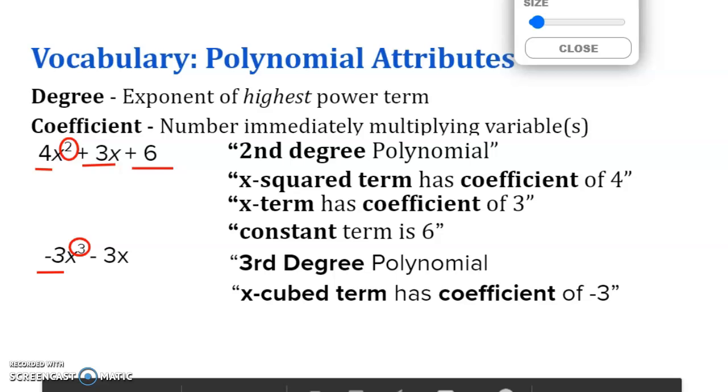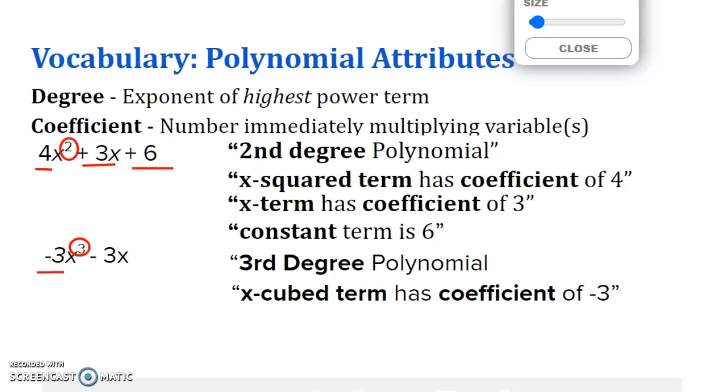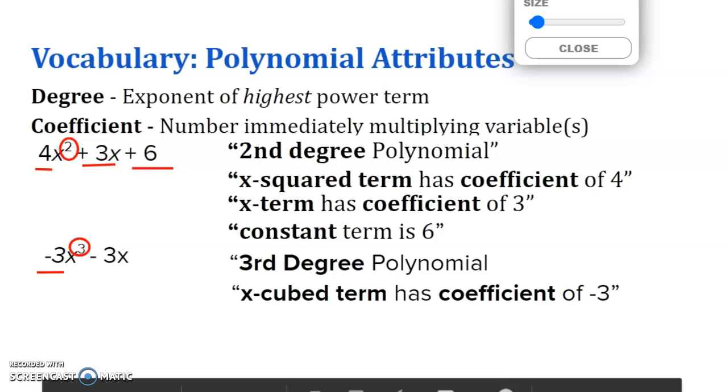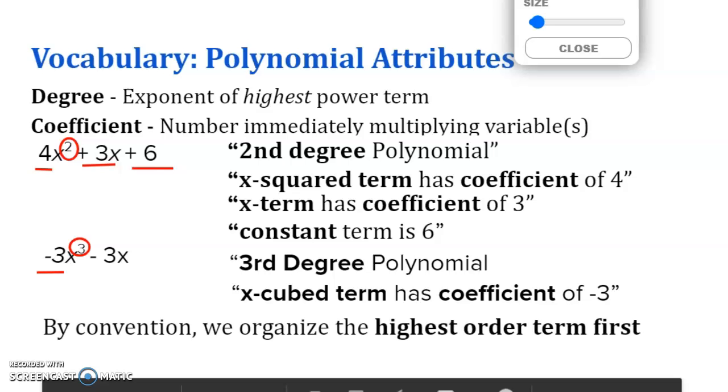And the x cubed term has the coefficient of negative 3. So when you're looking at the x cubed term, the coefficient is negative 3. We in fact call this the leading coefficient because this is the one with the highest power term. So negative 3 is the leading coefficient. And by convention, we organize the highest order term first.